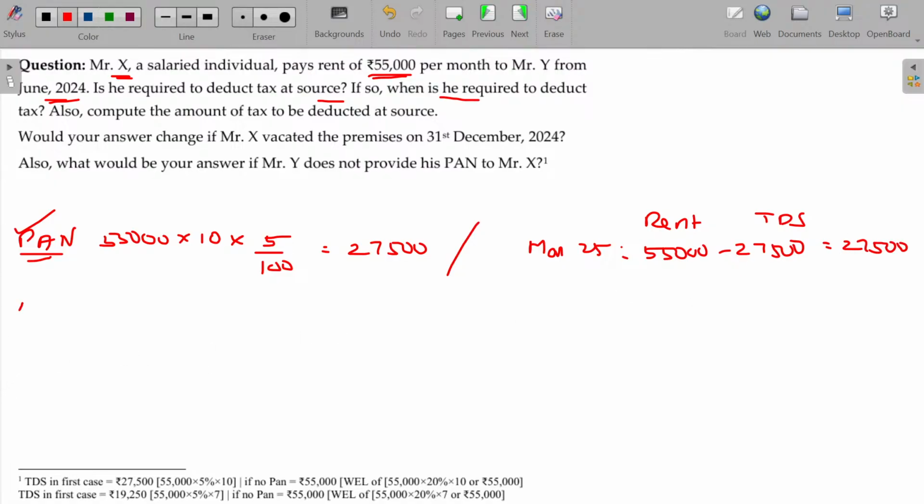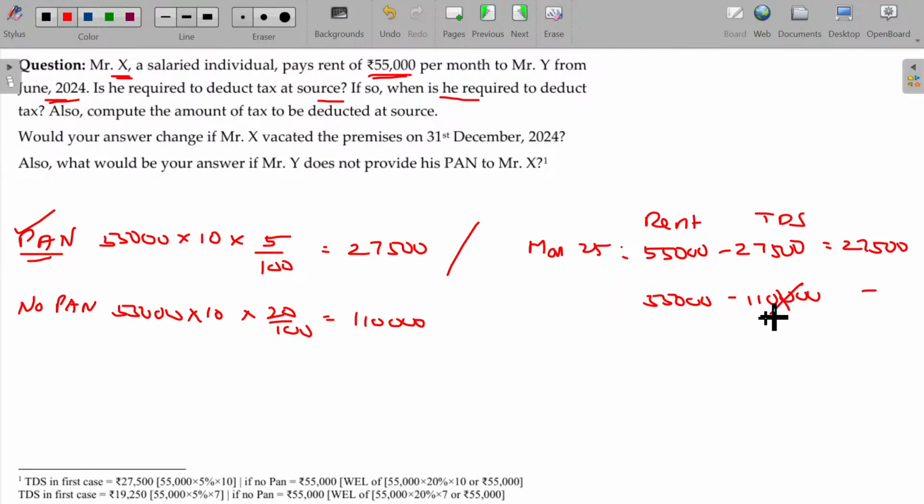But if PAN is not given, 55,000 into 10 into 20% will be leviable. Then what is the value? 1 lakh 10,000. The March month rent is 55,000 and deduct 1 lakh 10,000. No chance to deduct, so your TDS itself is restricted to only 55,000.